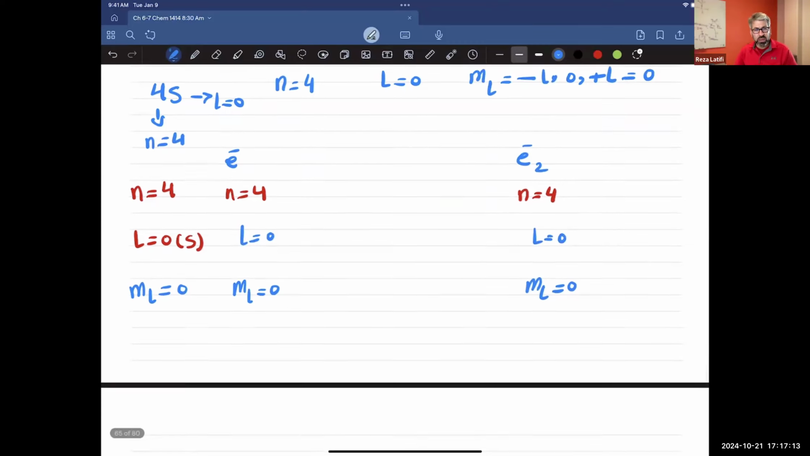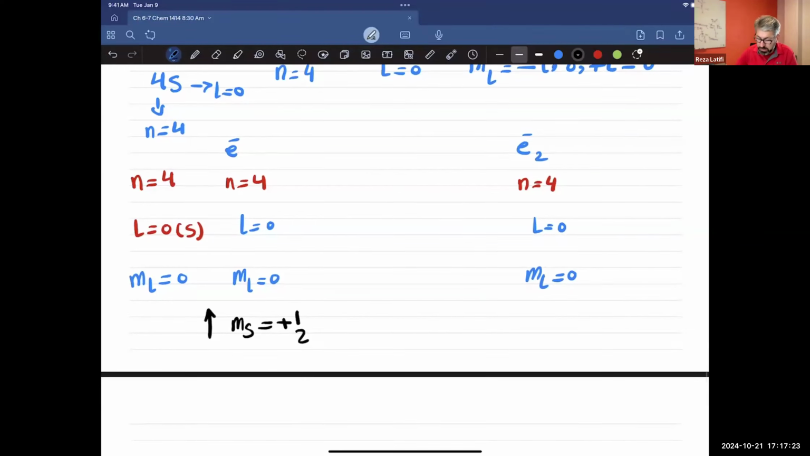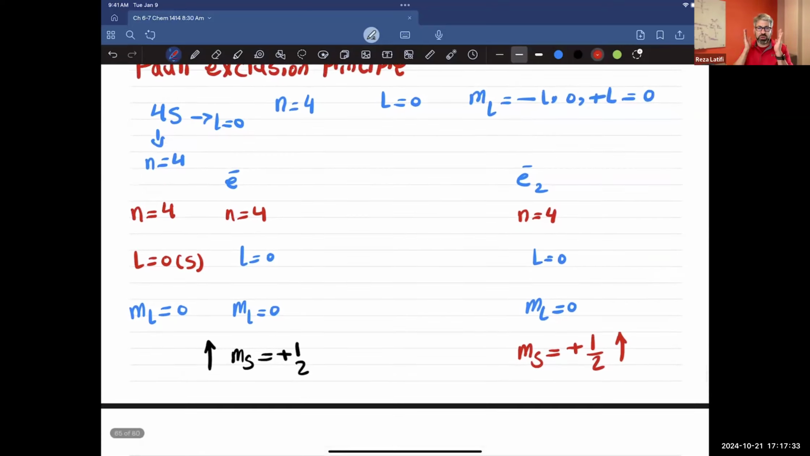Now, this rule says if you decide to go with spin plus half for the first electron, that means your electron will be pointing up. And for the second one, you cannot use plus half again. Why? Because in that case, you will have two magnets pointing in the same direction. These two magnets are going to repel each other. So what's the solution for it? The solution is you have to flip the spin and make this one minus half. That means the electron will be pointing down.